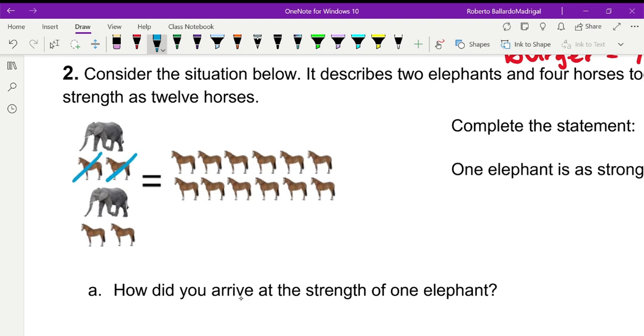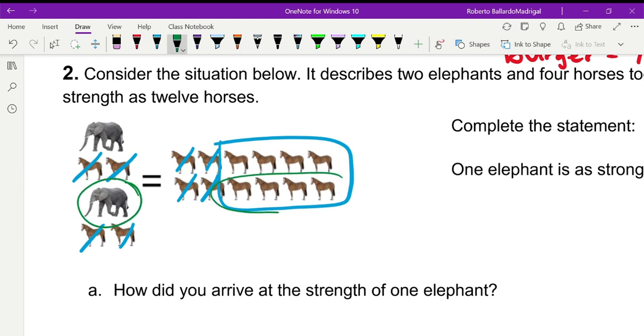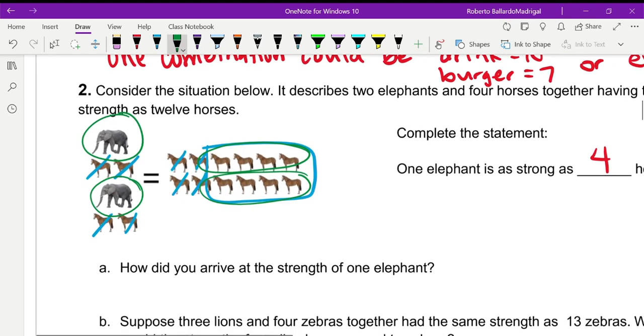So like, you're saying, okay, these 4 horses and these 4 horses, I can take them away, and then you're left with how many? Oh, okay. Then that means that each elephant must be worth 4 horses. Very good. All right, so I'm going to put that into writing. What Viviana just said, I'm going to write down.